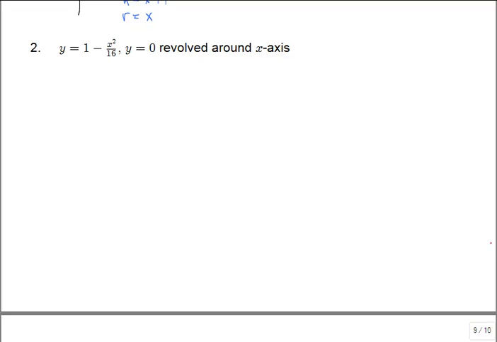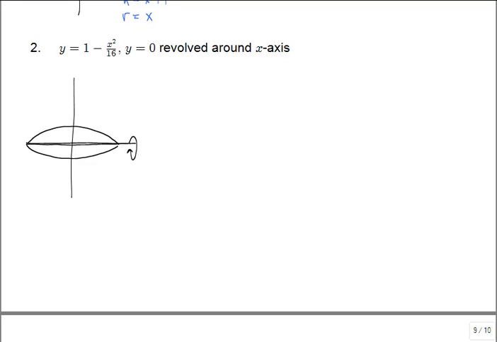Okay, well, let's see what happens with this example. Here we have y equals 1 minus x squared over 16, which is a parabola pointing down, up at a height of 1, and it's a really flat parabola because it has this compression of 1/16. And y equals 0 is the x-axis. So I'm only going to draw that parabola up until the x-axis. So this would be the region bounded between this parabola and this horizontal line. And we're going to rotate this around the x-axis. So if I rotate that around the x-axis, then there's my mirror image.